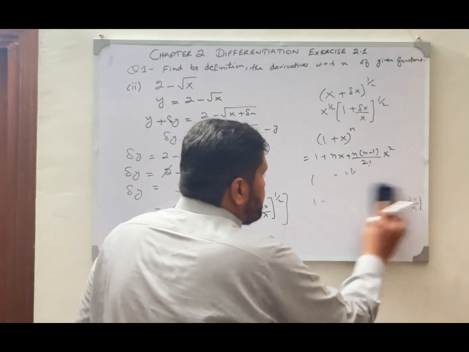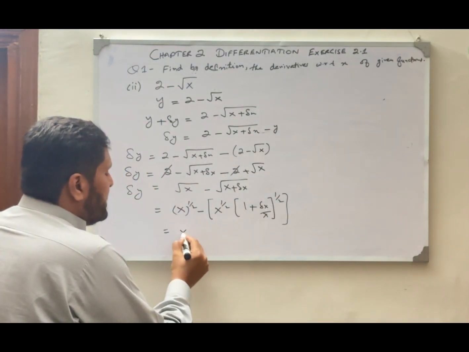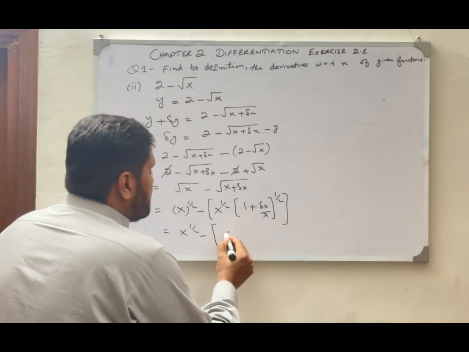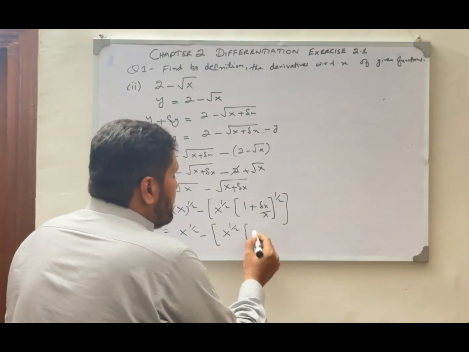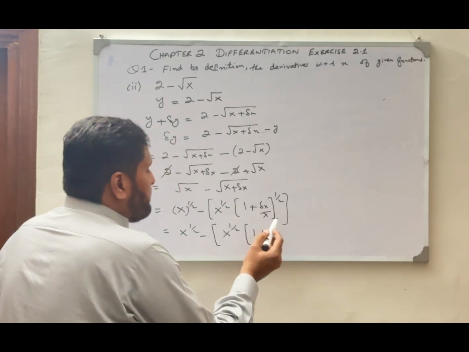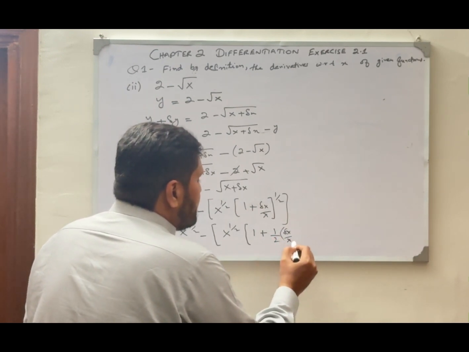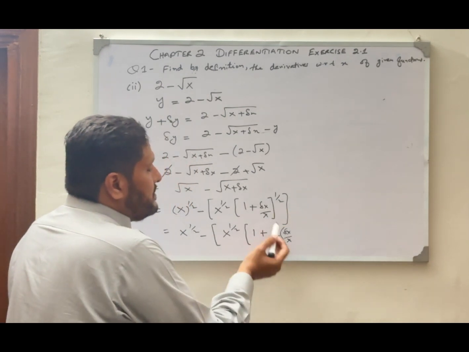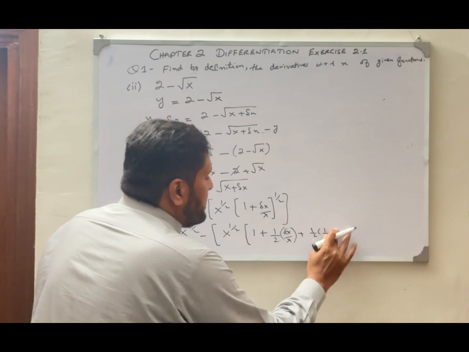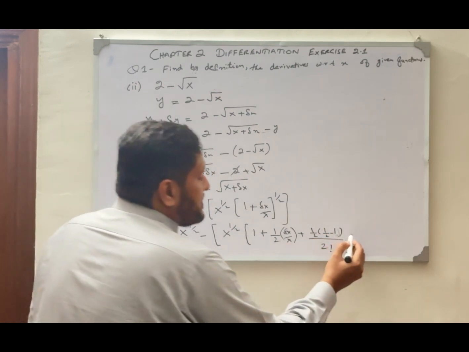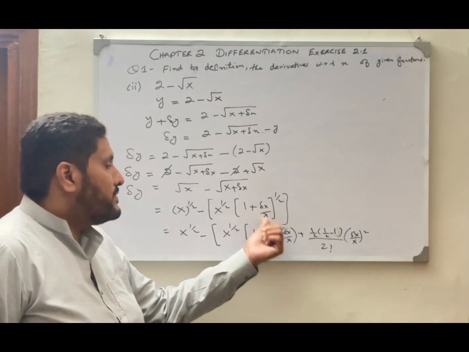So here we write it in this way: x power 1 by 2 minus x power 1 by 2 into, I'm directly writing this value over here, 1 plus 1 by 2 into delta x over x, 1 plus nx, 1 by 2 into this x, plus n, 1 by 2 into n minus 1, 1 by 2 minus 1, over 2 factorial into x square, delta x over x whole square. So this will be the expansion of this binomial term.